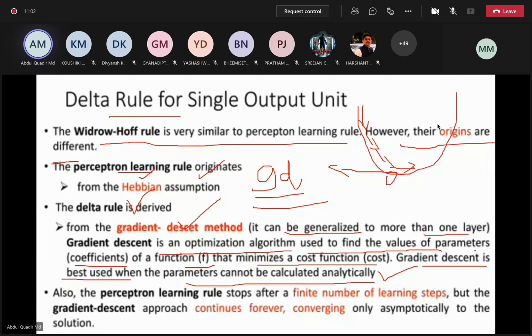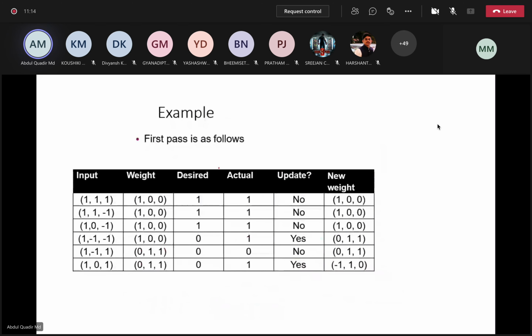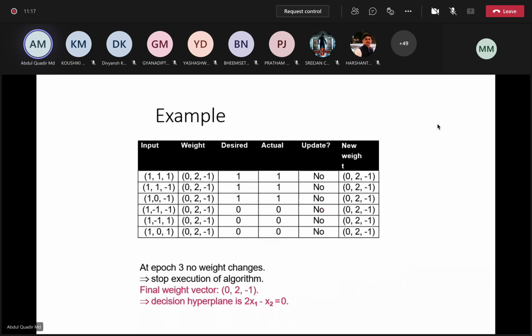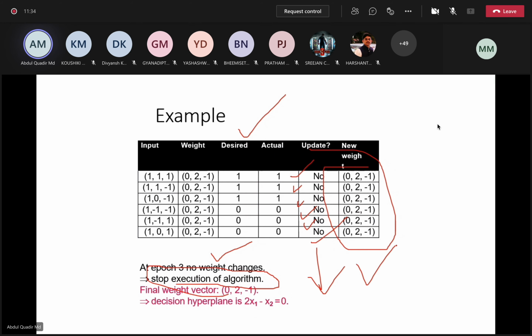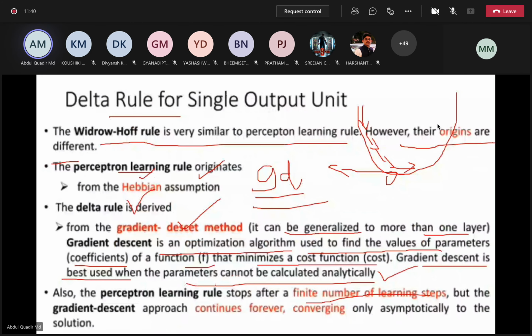Now, in the perceptron training rule, what we did in yesterday's class, the rule stops after a finite number of learning steps. That is, we learned for the first pass, we learned for the second pass, and finally we converged at a point in the third phase, and since no updation was made, the rule stopped. After iteration 3 there were no changes in weights, so we stopped. But in this particular delta rule, Adaline, it continues.